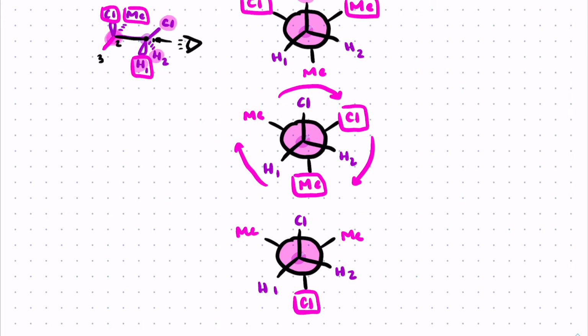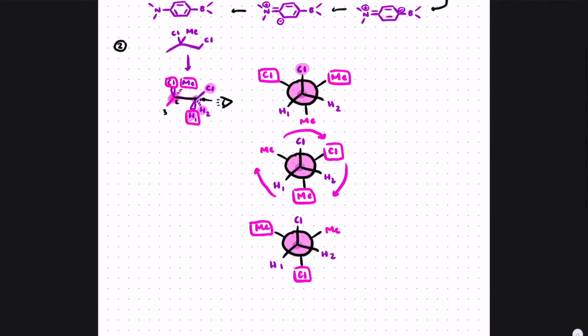And that is all you have to do to draw all of the staggered conformers. Now, keep in mind, there are also eclipsed conformers that happen. There are also eclipsed conformers in between each one of these staggered conformers, but the problem only asks you for your staggered conformers. So now it also asks you to circle the conformation with the highest energy.